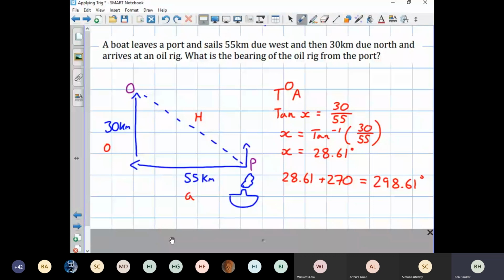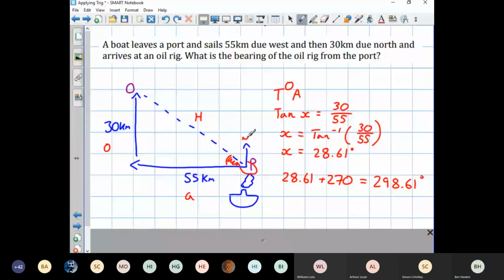The boat sails 55 kilometres due west and then 30 kilometres due north. So we create our triangle. We arrive at the oil rig. What is the bearing of the oil rig from the port? So once again, we are aiming to calculate this angle in our triangle, but we need to recognise that we start from north. Therefore, we've got 270 degrees to add to that bearing.